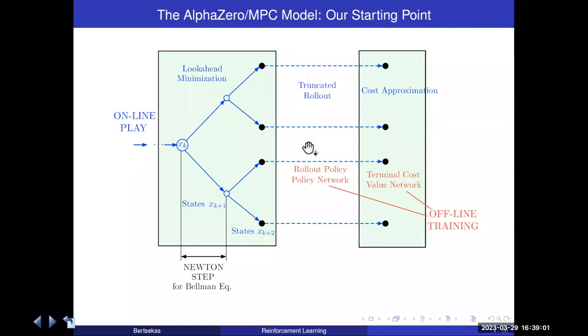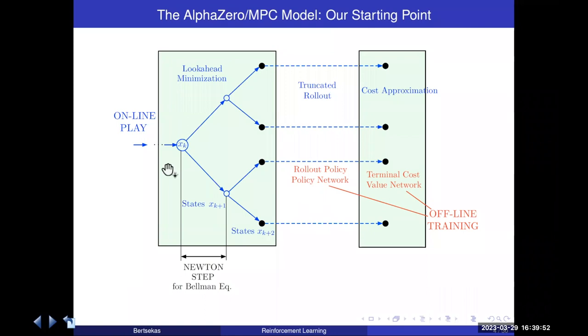And it involves, at the current state, multi-step lookahead and generation of a search tree. And then we run a policy for a number of steps. And then at the end, we approximate the effect of additional steps using a terminal cost function approximation. Now, what you see here in red is where offline training comes into play. Offline training is used to provide the terminal cost approximation and also the policy by which you do rollout. And this is done before you start the decision-making process. It's all the preliminary phase, separate from the online play.